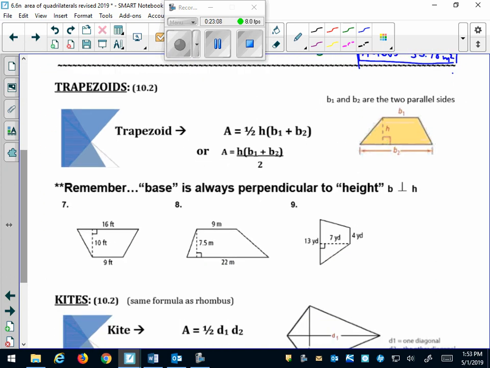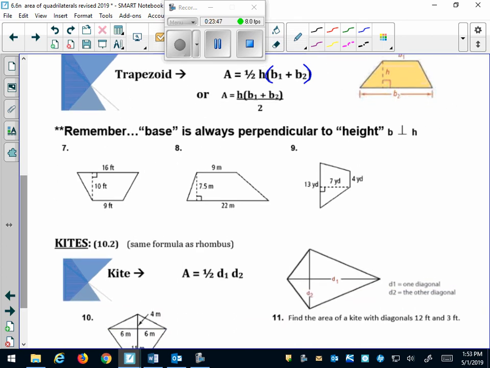Okay, trapezoids. Area is 1/2 height times b1 plus b2. So this is still 1/2 times a number times another number. You have to remember that because of order of operations, b1 plus b2, the sum, you have to do that first. So you get a number there. So then it's 1/2 times base times whatever the sum of those two bases are. Remember, the bases are always the parallel sides. Even if this is turned in a different direction, the bases are still the parallel sides. So we're just going to follow this formula.